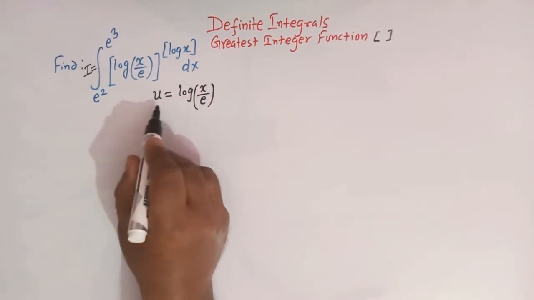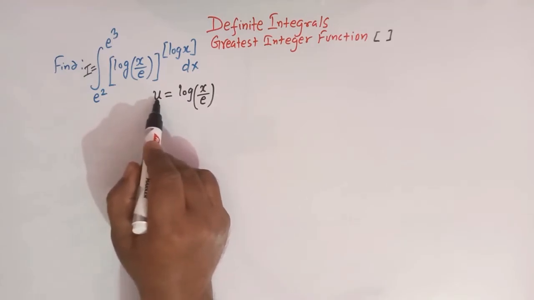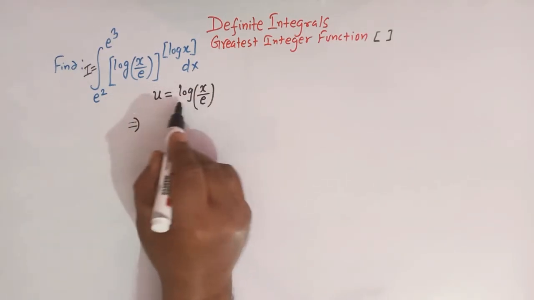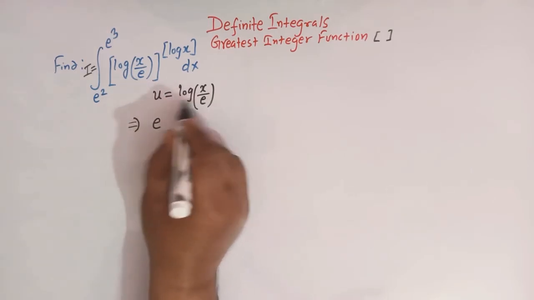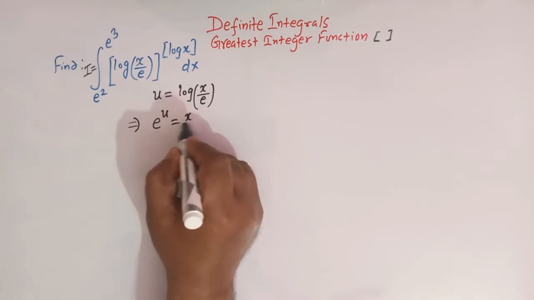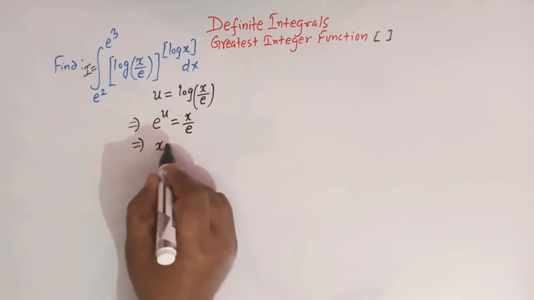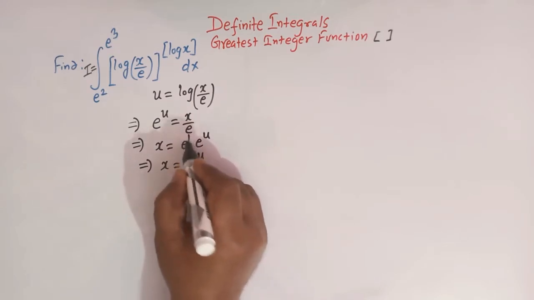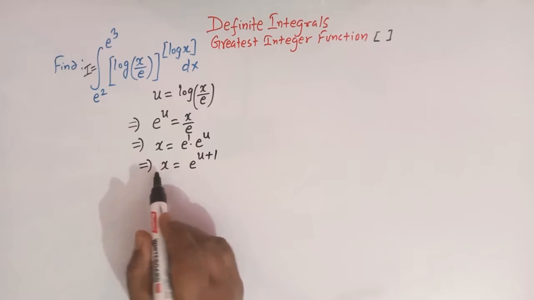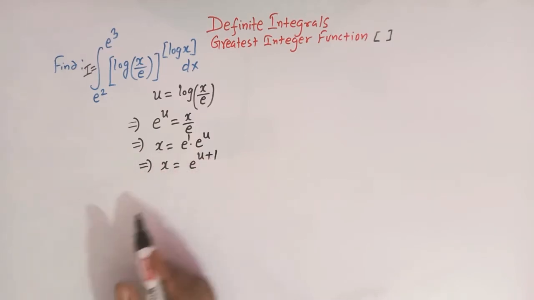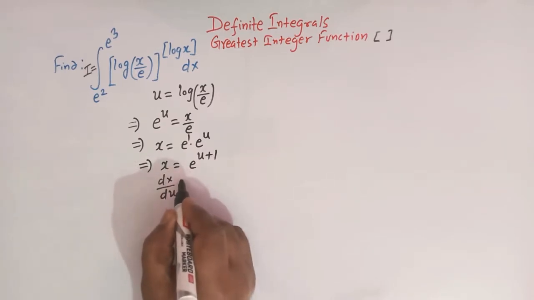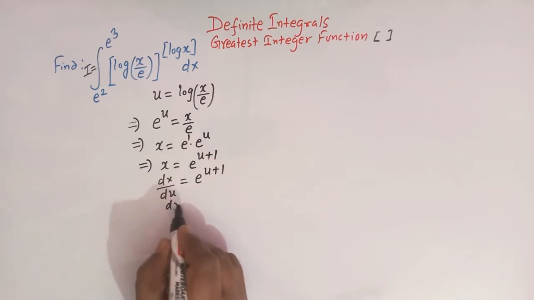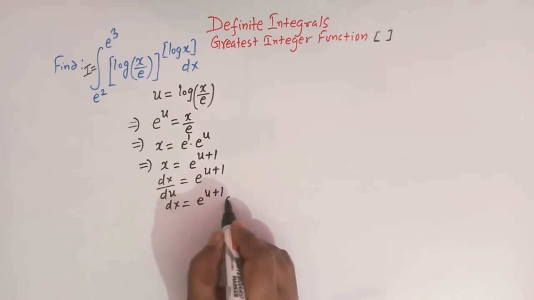Let us assume u is equal to log of x over e. We'll make this substitution and take this variable u as log of x over e. From the definition of the logarithm function, e raised to u is equal to x over e. So x is equal to e times e raised to u, which is e raised to u plus 1. Now differentiating both sides with respect to u, dx over du is equal to e raised to u plus 1, so dx is equal to e raised to u plus 1 du.